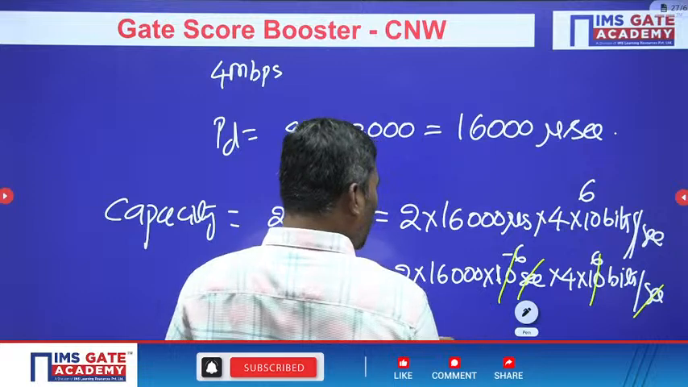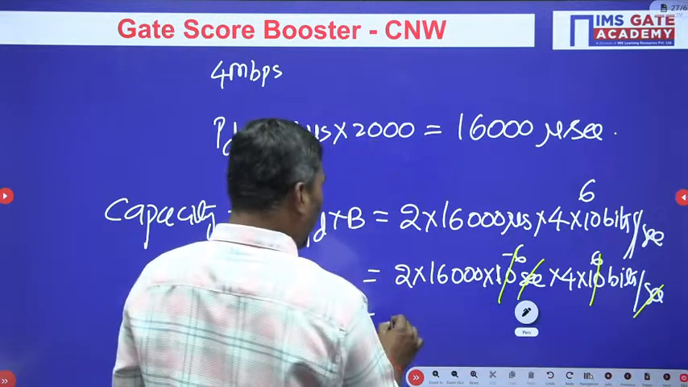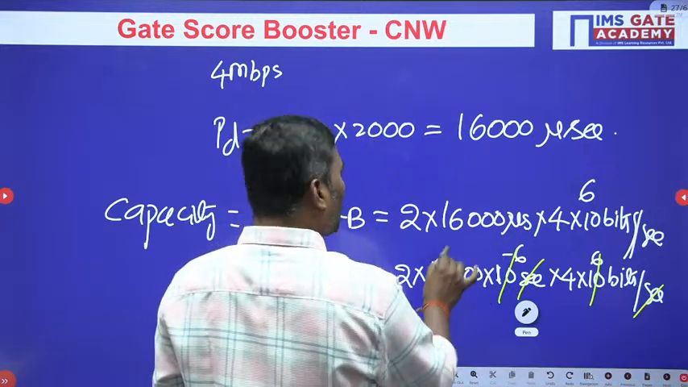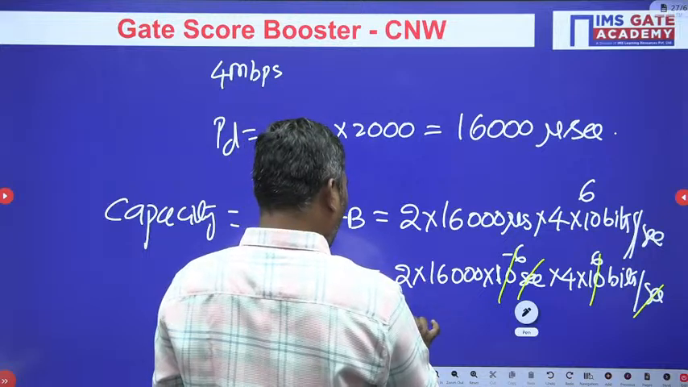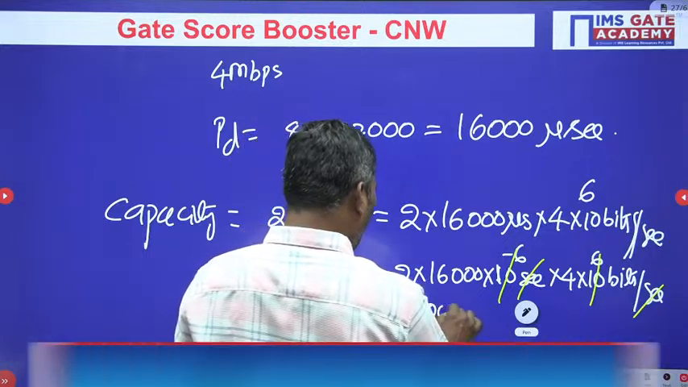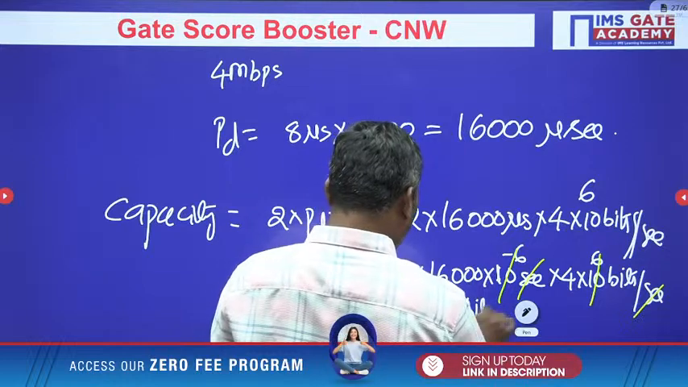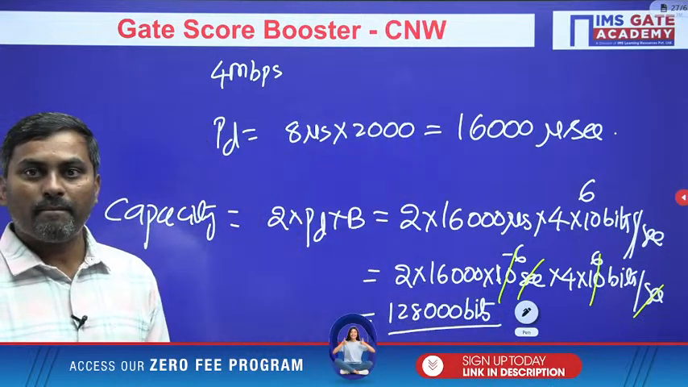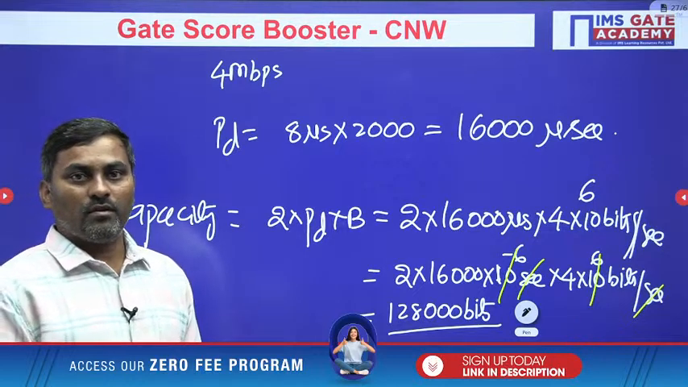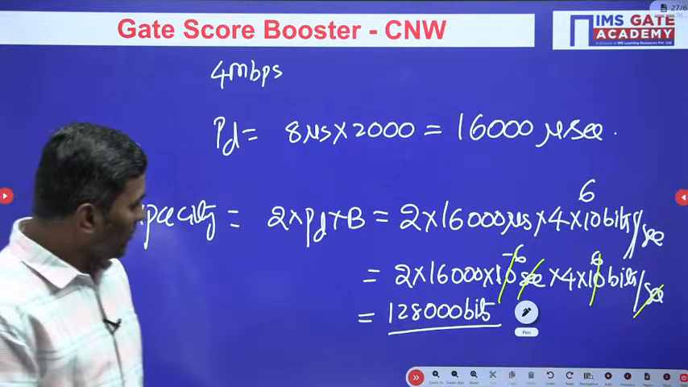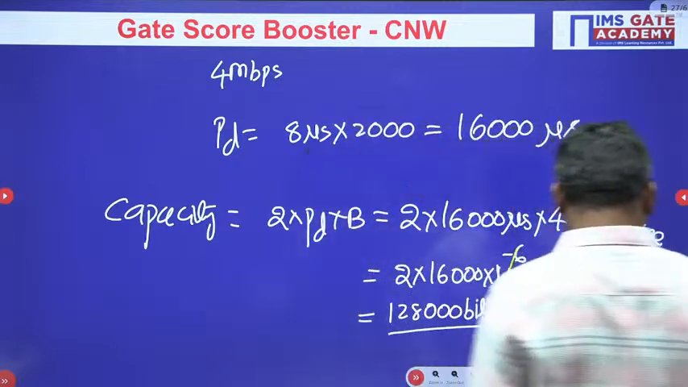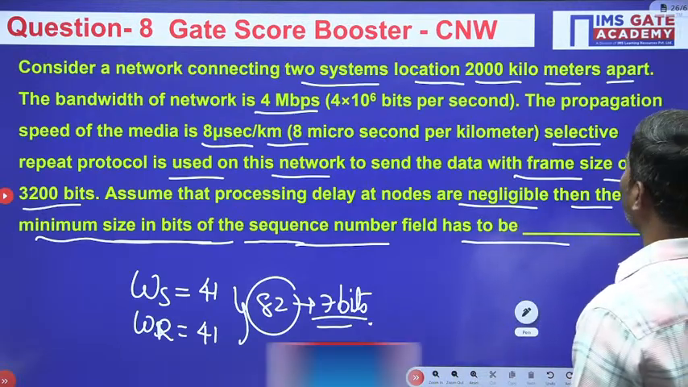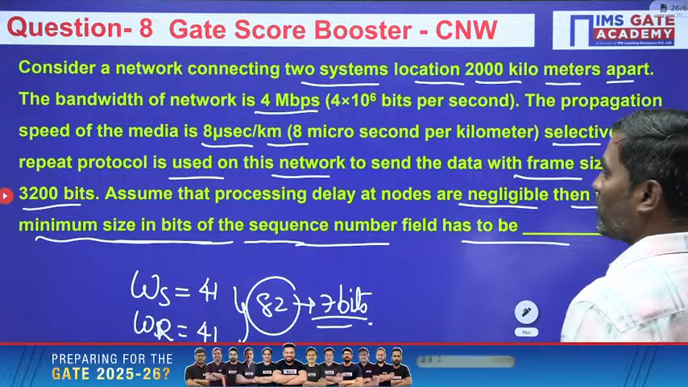Now we got this value, right? 2 power 3, 2 power 4, 7. So 128,000 bits we got. This is my window size. Can I say this is only the window size, in terms of bits? What is the packet size given? The frame size is 3200 bits.